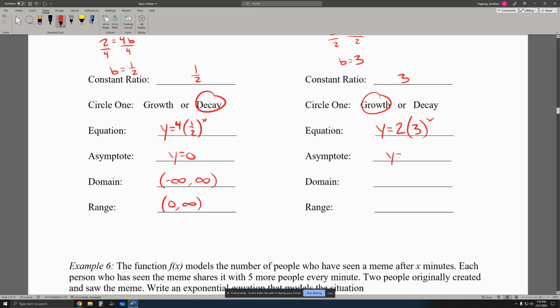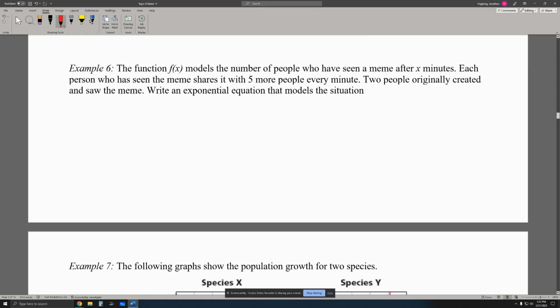The asymptote is going to be y equals 0, the function value that the function approaches but never reaches. The domain for all exponentials is negative infinity to infinity, all real numbers. And then the range is everything greater than 0, so 0 to infinity.